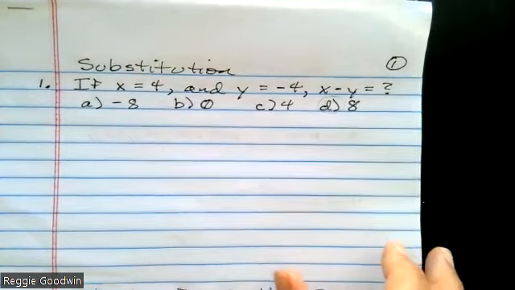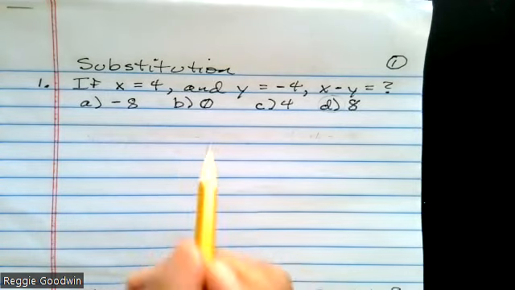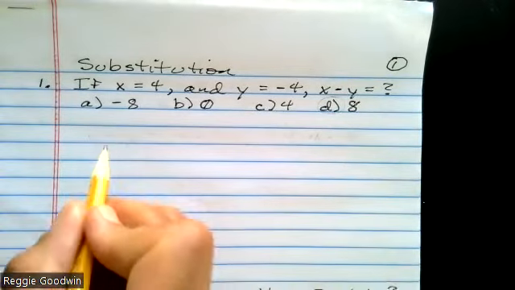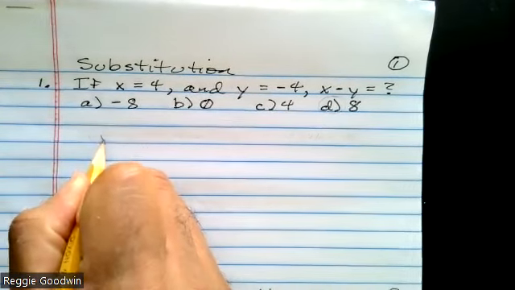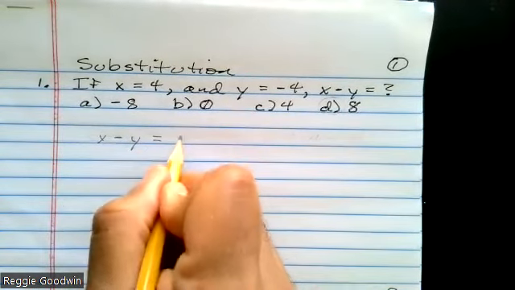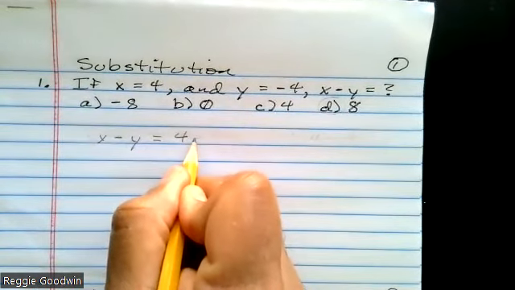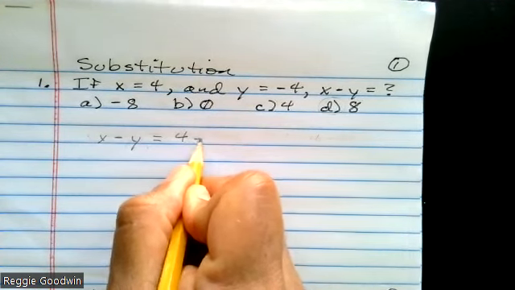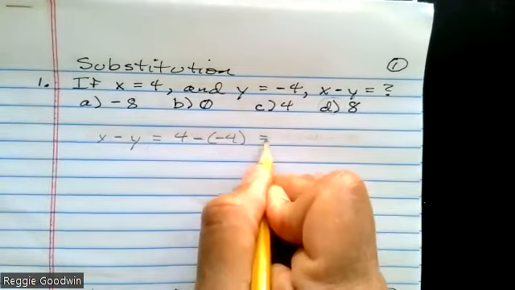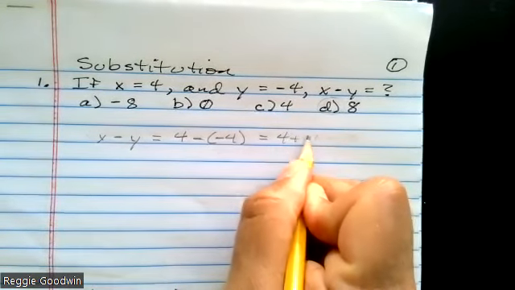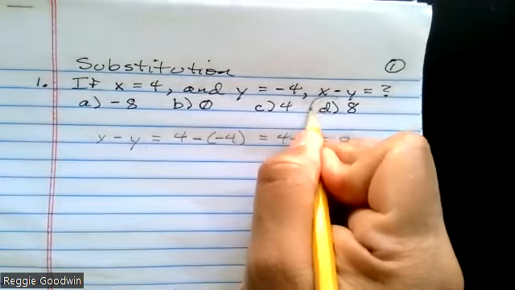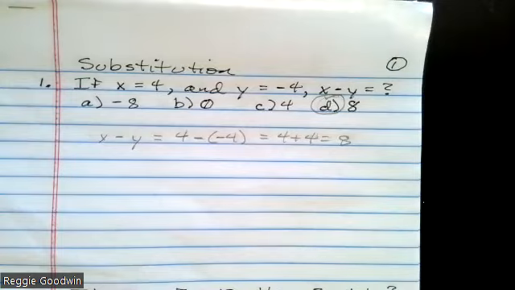We're going to go through substitution. We have x is equal to 4, y is equal to minus 4, and we have the equation x minus y. So we have everything that we need to solve this equation. We have 4 for x, we have minus 4 for y. So then our solution to the first one is D.